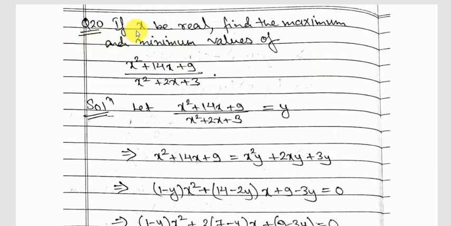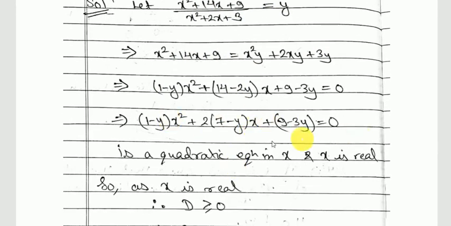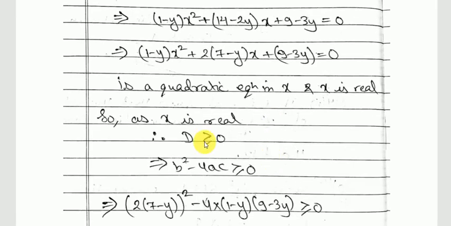Question 20. If x be real, find the maximum and minimum values of this. If x is real, then find the minimum and maximum values of this. So for this, what you have to do is put this equal to y. Then same way as above, cross multiply and simplify. You will get a quadratic equation in x. They are saying that x is real, that means discriminant is greater than or equal to 0. You know b square minus 4ac should be greater than or equal to 0 for real.